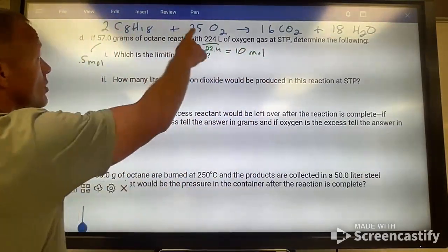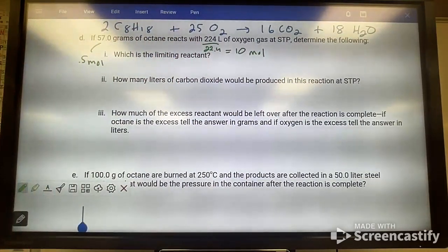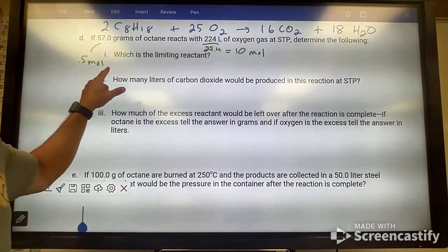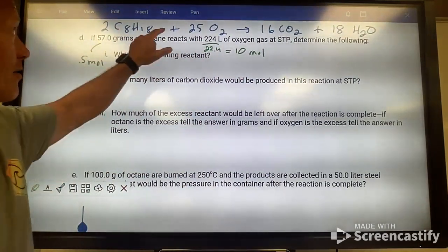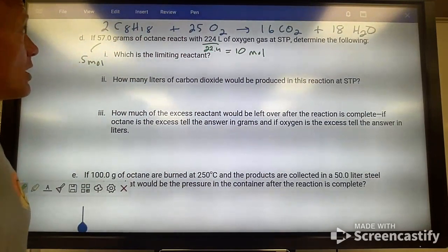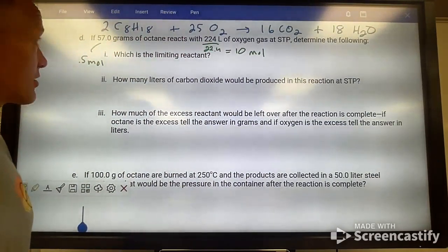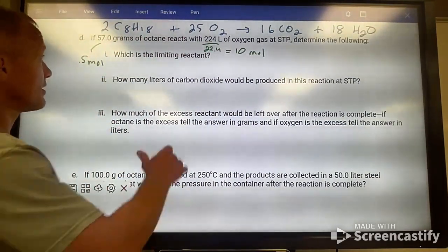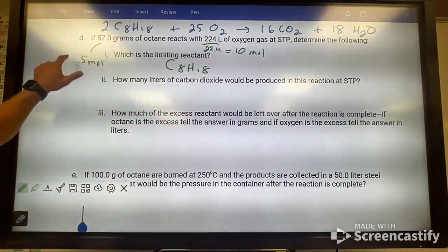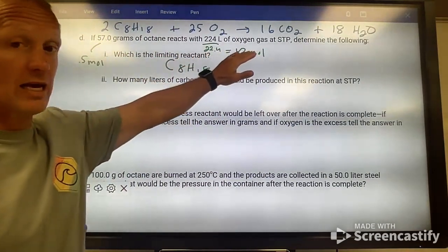So we have half a mole and 10 moles. Well, that means this is 20 times bigger than that, and it only needs to be about 12 and a half times bigger. So we have excess oxygen. The limiting reactant is the C8H18, so we know we're going to use all 0.5 moles of that. There's going to be excess of the oxygen.